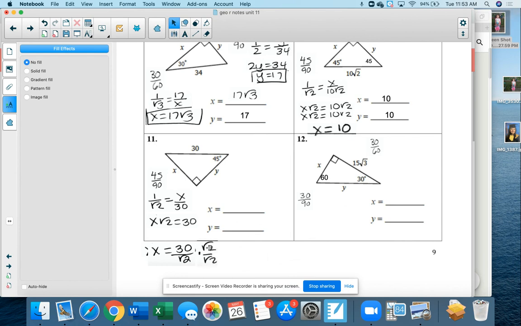30 times radical 2 is 30 radical 2. Radical 2 times radical 2 is radical 4, which equals 2. So 30 radical 2 over 2. These are not radicals, so these can be simplified. 30 divided by 2 is 15. So each of these legs is 15 radical 2.